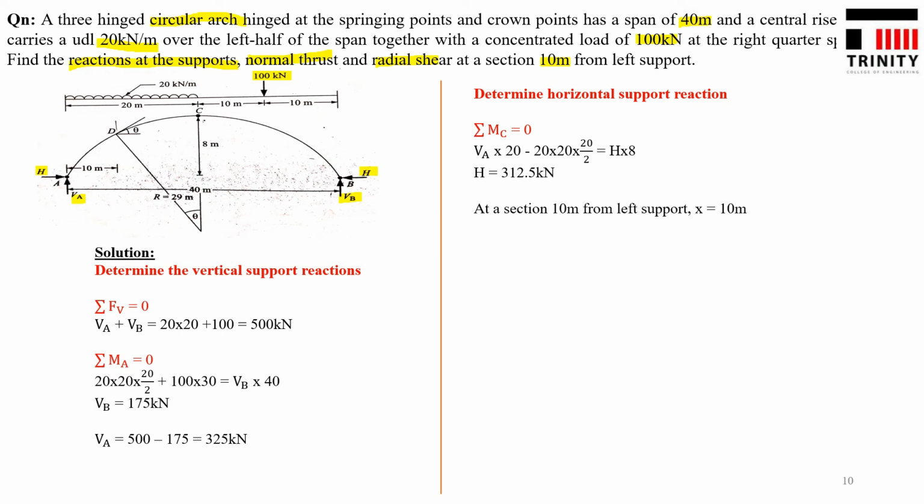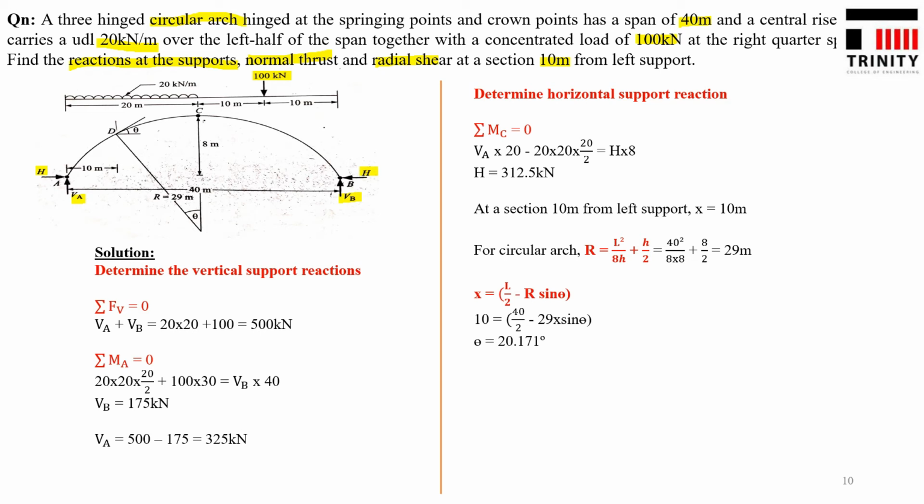Then the first portion of your question is over, that is the support reaction calculation. The second part, you were asked to find the normal thrust and radial shear at a section 10 meter from the left support. So at x equal to 10 meter, for a circular arch, you know that r is equal to L square by 8h plus h by 2. So first find the radius, which is obtained as 29 meter, and then find theta.